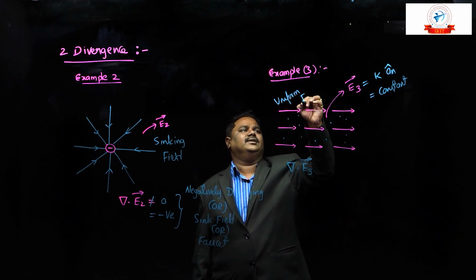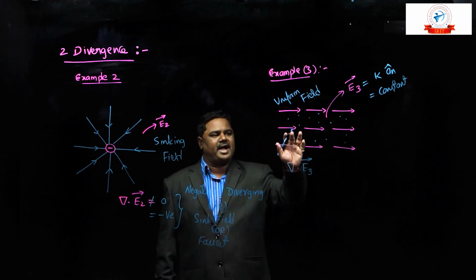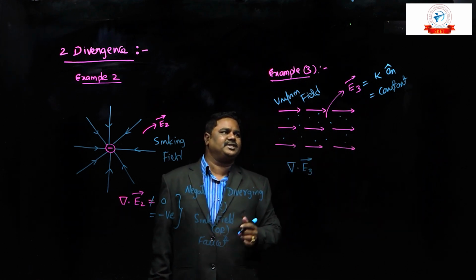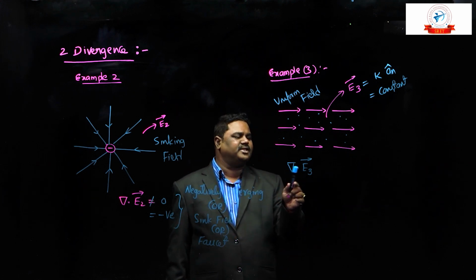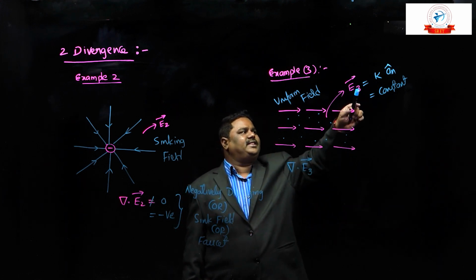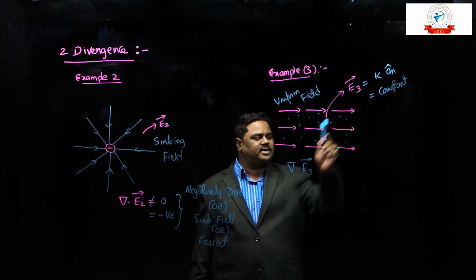Uniform field. Because field direction at every point is the same and field magnitude at every point is also the same. It is called as uniform. Now let us apply the divergence operation on this E3 bar, where E3 bar is a constant having constant magnitude and direction. So it is a constant.